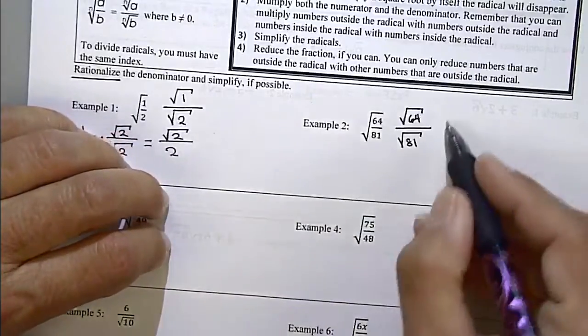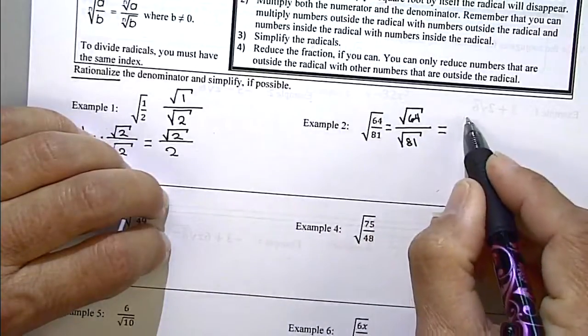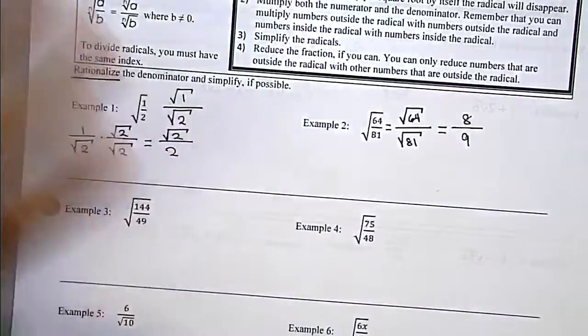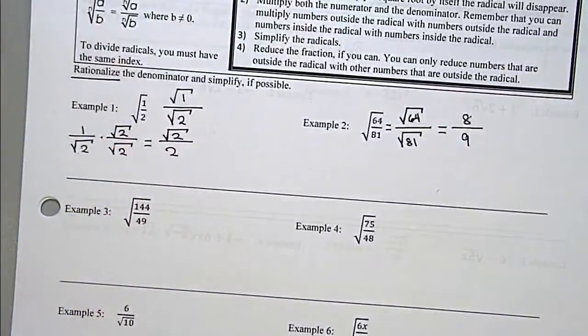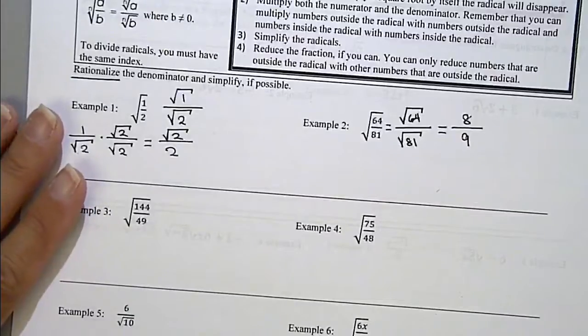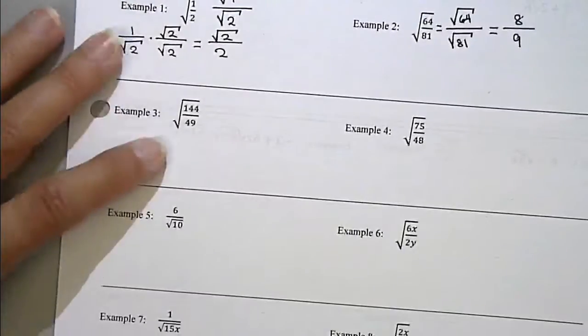All right, let's do this. What's the square root of 64? 8. And what's the square root of 81? 9. Now, we have gotten rid of all radicals, and we can look at this and say, will it reduce? Will 8 over 9 reduce? So no common factors, right? So we're done. Take a look at this one.